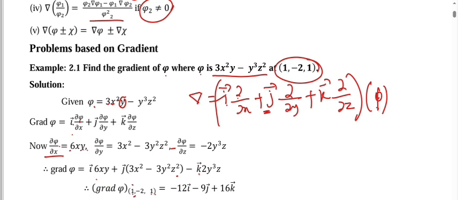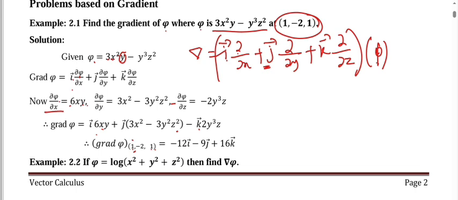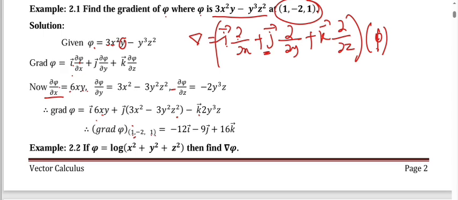We have i vector into 6 into x value is 1, y value is minus 2, that is 6 into 1 into minus 2, we have minus 12 i vector. In the same way here, minus 9 j vector plus 16 k vector. This is grad phi. If the scalar point function phi is given, then we find del phi.